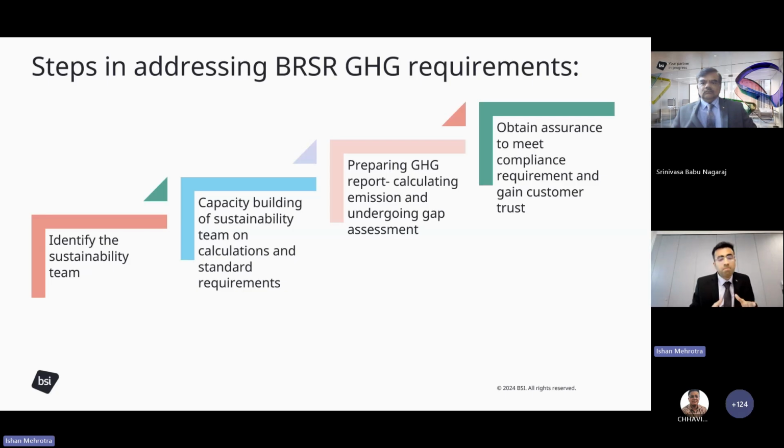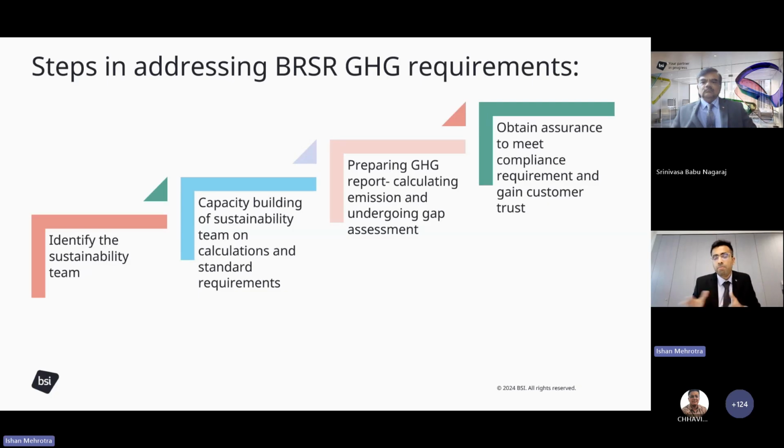After that, the capacity building of that sustainability team on calculations and standard requirements. What does this standard ask? What are the methodologies? How can they calculate? From where to select the emission factor? What are the sources of factors available in India? What emission factor to be selected for different kinds of fuel with different calorific values? So capacity building of the sustainability team is very much encouraged so that they speak the same language as what the standards are asking.